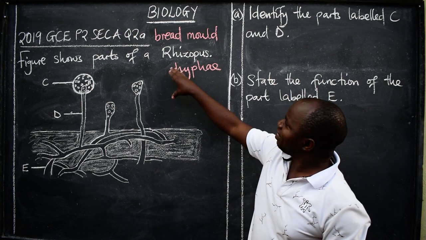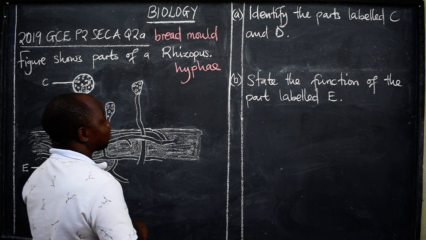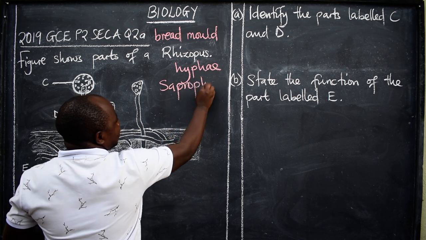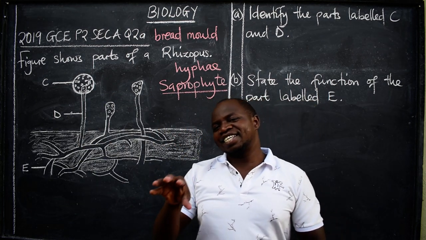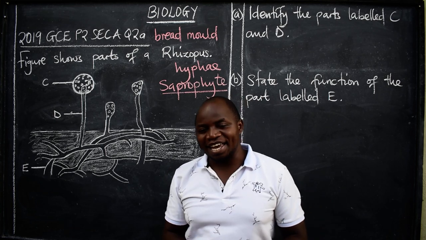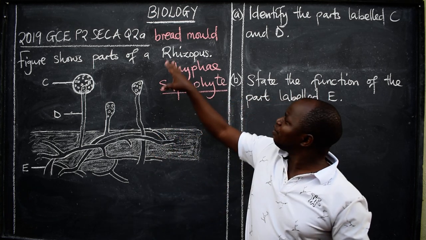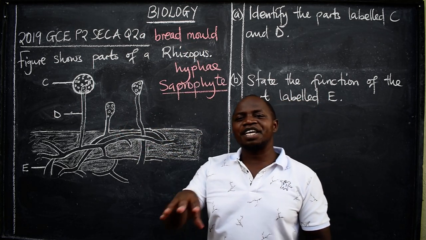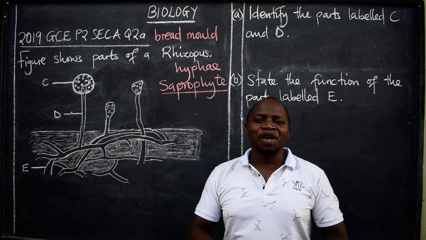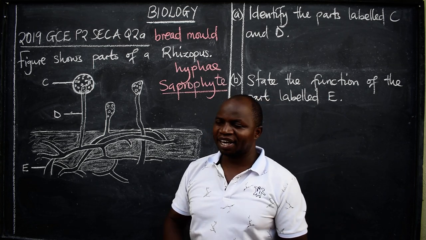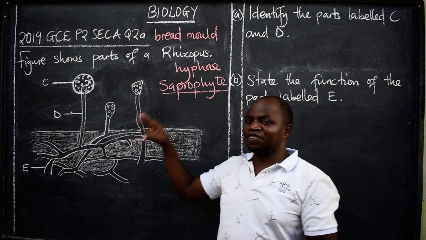Now, we are saying this rhizopus is a living organism. What type of living organism? It is a saprophyte. What is a saprophyte? A saprophyte is a living organism which obtains food from where? From dead and decaying matter. That is a saprophyte. So what you are seeing here, a rhizopus, obtains food from dead and decaying matter. When it comes to the type of nutrition, this is under what is called saprophytic nutrition.